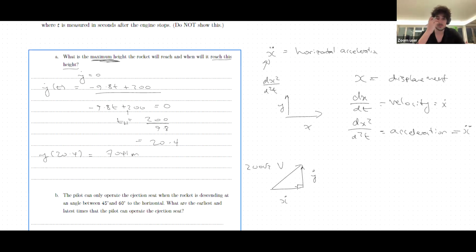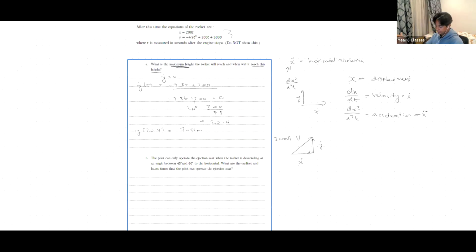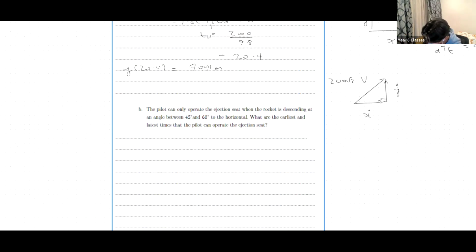Okay, next part. The pilot can only operate the ejection seat when the rocket is descending at an angle between 45 degrees and 60 degrees to the horizontal. What is the earliest and the latest times that the pilot can eject?